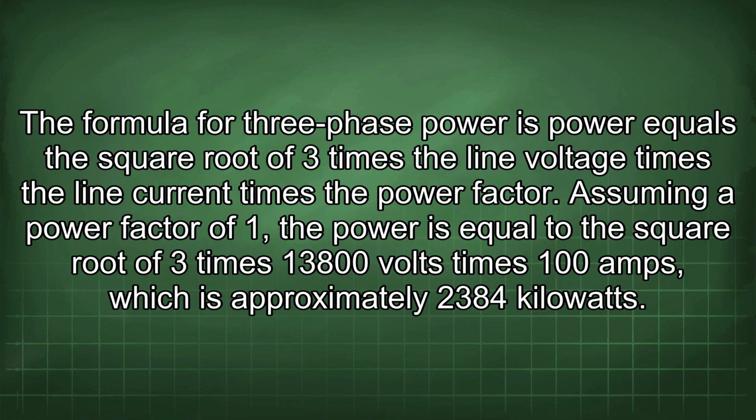The formula for 3-phase power is power equals the square root of 3 times the line voltage times the line current times the power factor. Assuming a power factor of 1, the power is equal to the square root of 3 times 13,800 volts times 100 amps, which is approximately 2384 kilowatts.